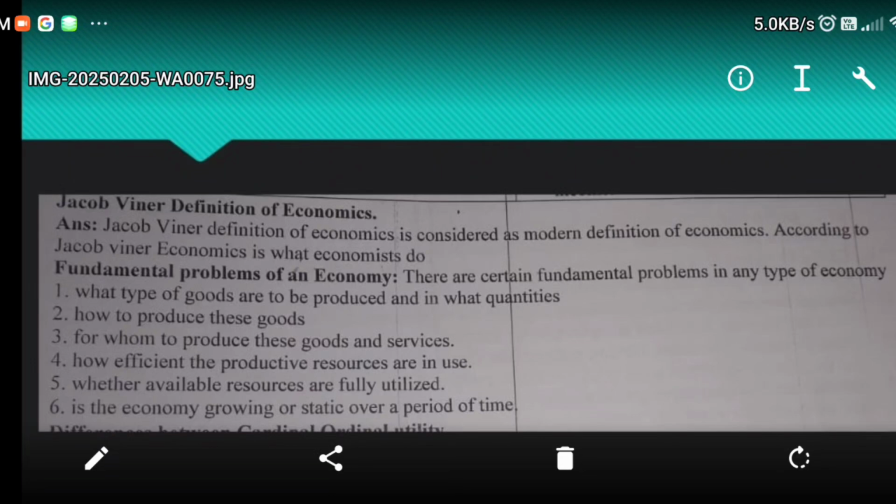There are certain fundamental problems in any type of economy. What type of goods are to be produced in what quantities, how to produce these goods, for whom to produce these goods and services, how efficient the productive resources are in use, whether available resources are fully utilized or not, is the economy growing or static over a period of time. These are the fundamental questions economists discuss from time to time.